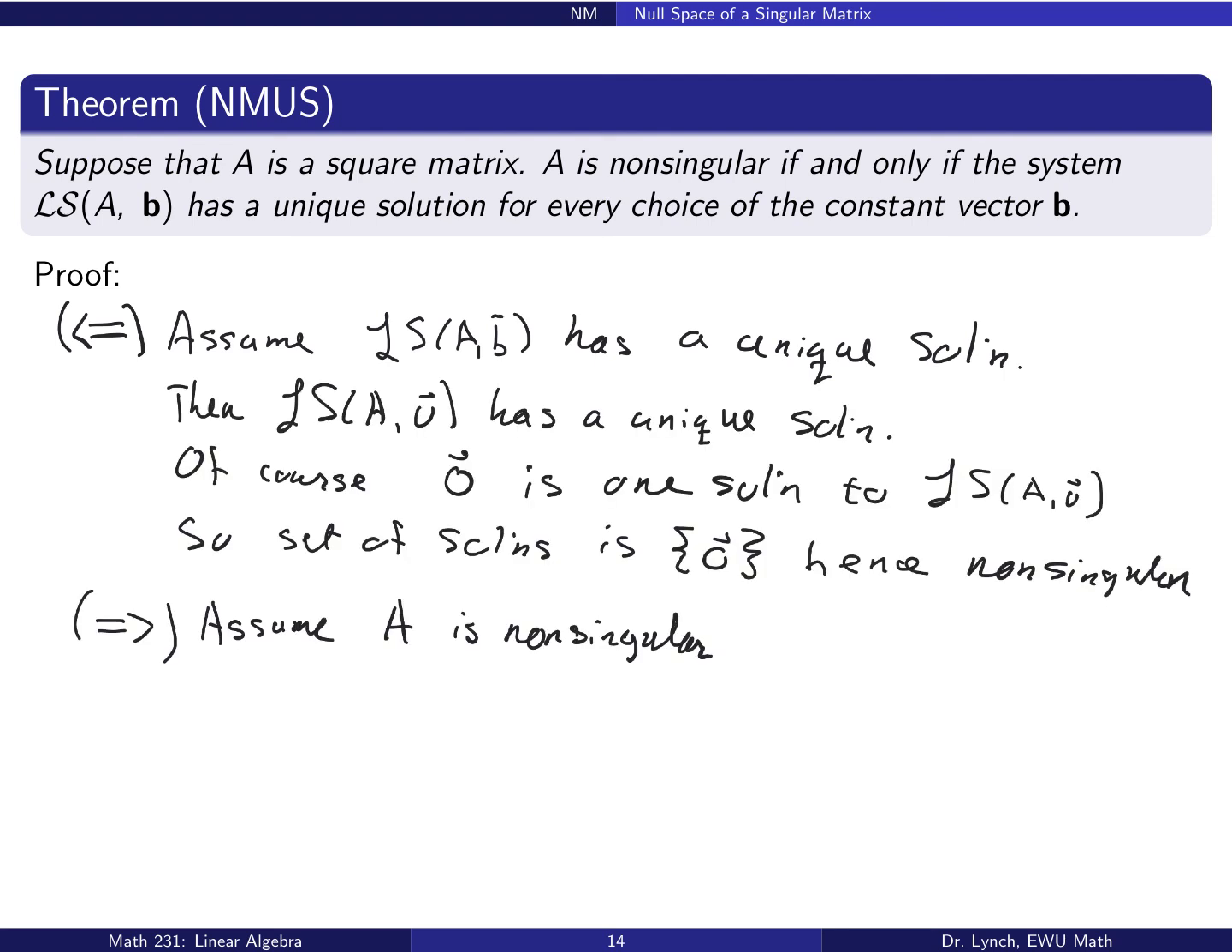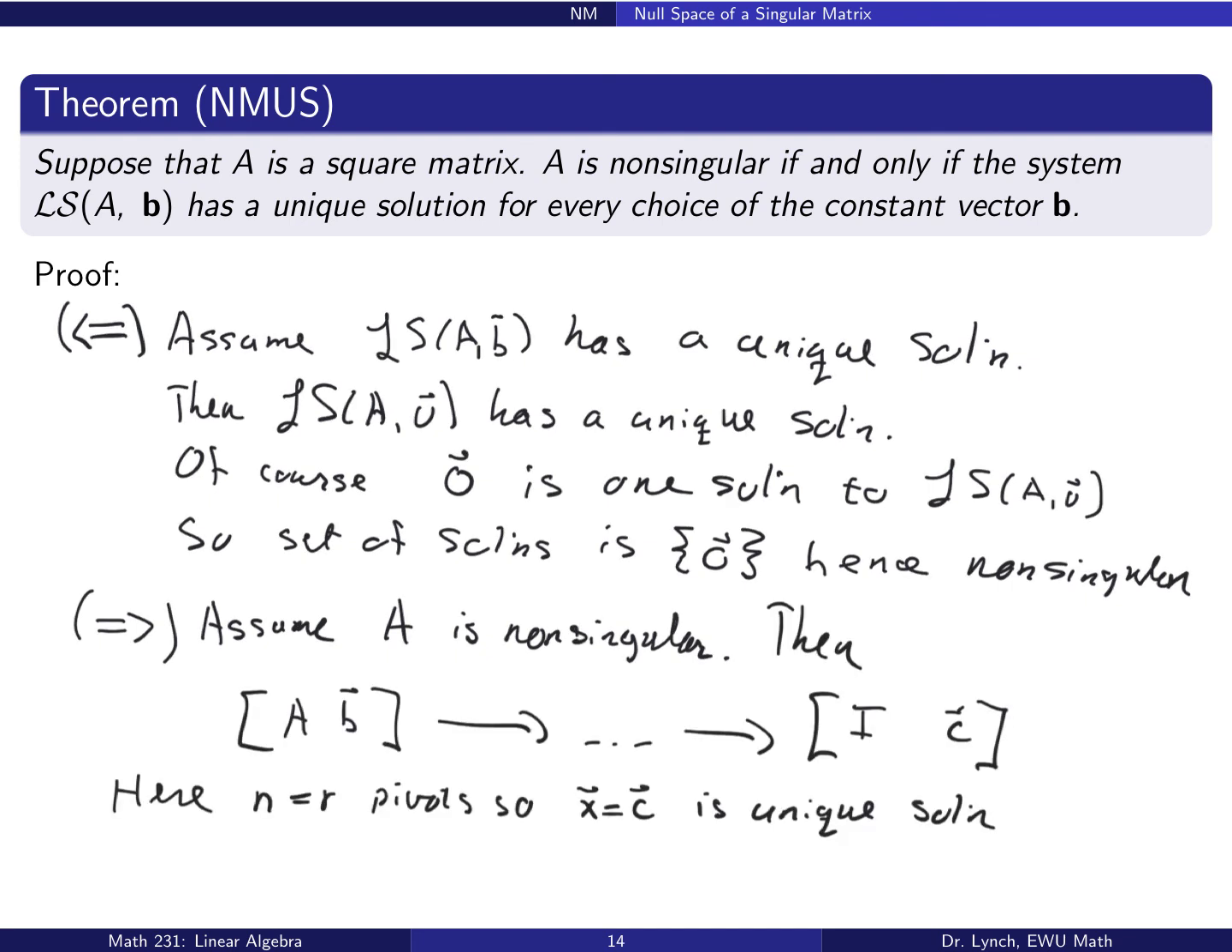Conversely, let us assume that A is non-singular. Here, we want to show that the corresponding linear system has a unique solution. Of course, if A is non-singular, then the matrix A augmented by B reduces to some other matrix where the non-augmented part is the identity matrix. In this case, where the augmented matrix reduces to a matrix with n equals r pivots, we see that x equals c is the unique solution. Okay, so this is pretty cool. Non-singular matrices have unique solutions no matter what the right-hand side is.